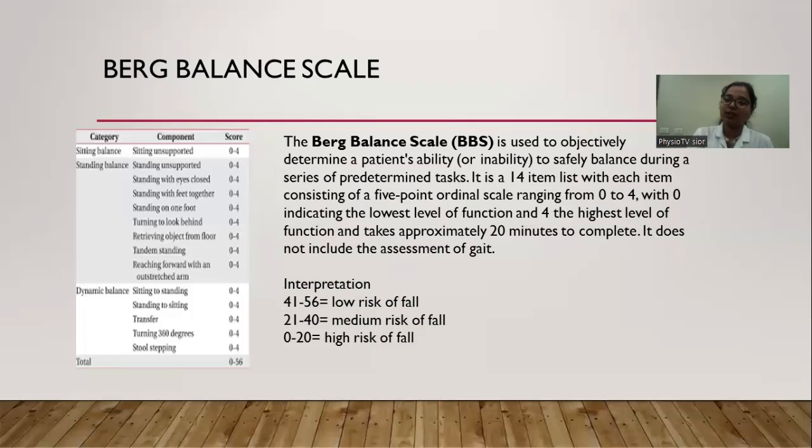Herein we can interpret the scale as to how much the patient is at risk of fall. As 56 is the maximum score of the scale, 41 to 56 is a low risk of fall, 21 to 40 is a medium risk of fall, and 0 to 20 is the highest risk of fall.